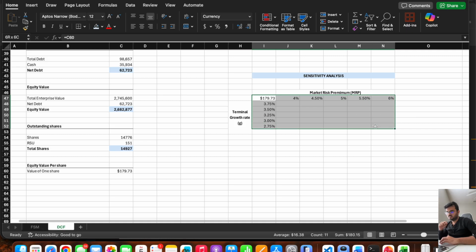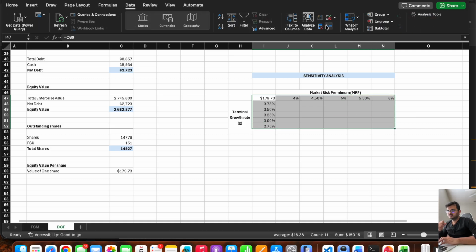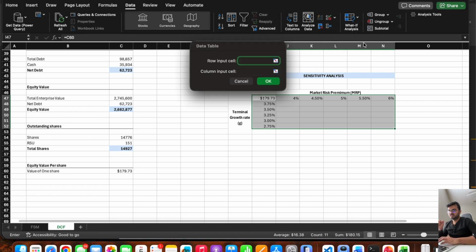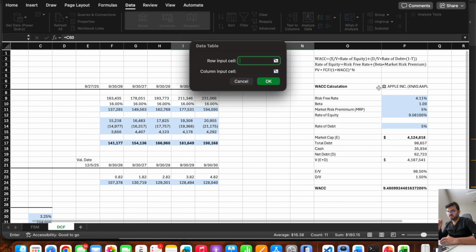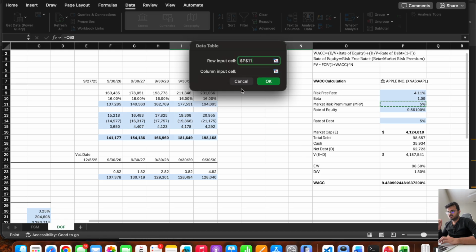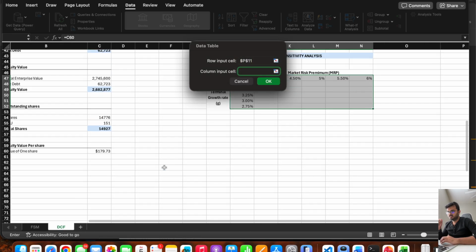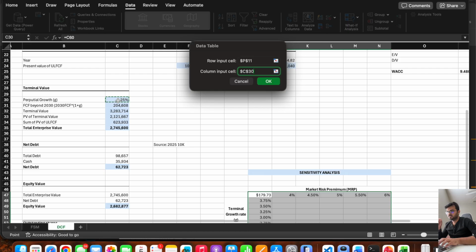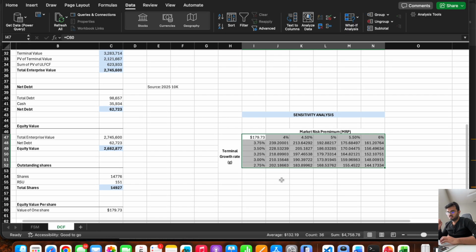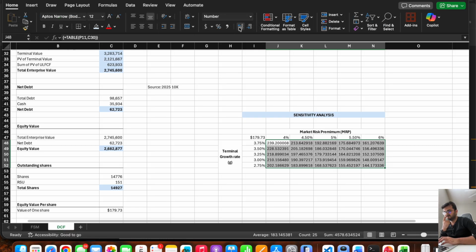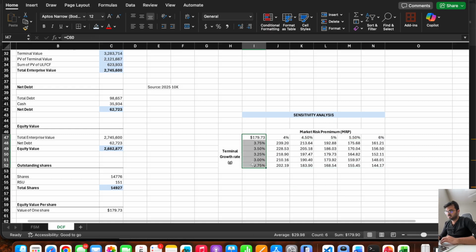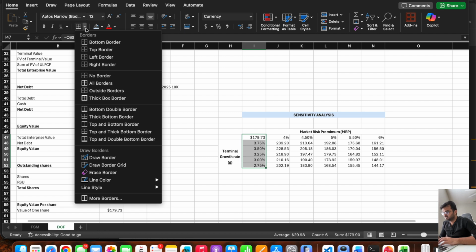Now to this, I'll go to data table, not here, and data table, row input cell. What is the row? Row here is market risk premium, which is this number, and then column input is our terminal growth rate, which is this guy. Now you could see a bunch of numbers. I will just do a quick formatting. Perfect. So I will also do these thick borders.